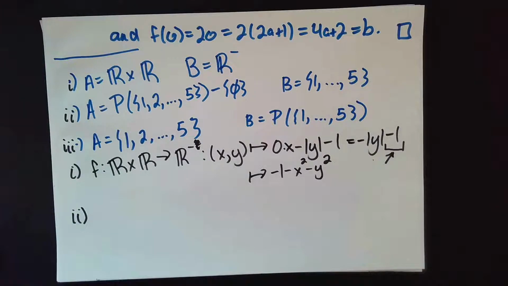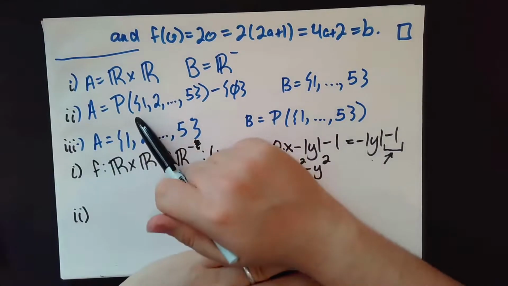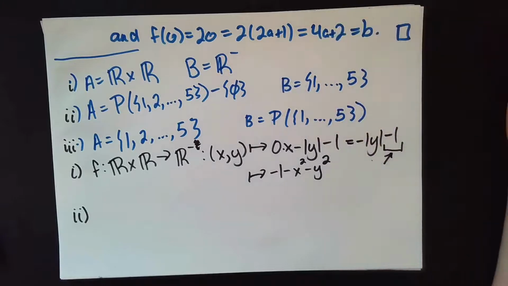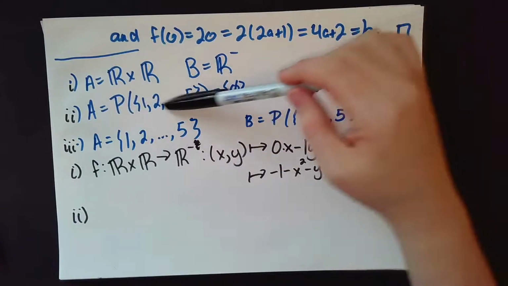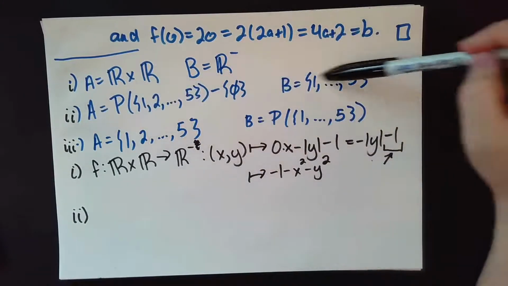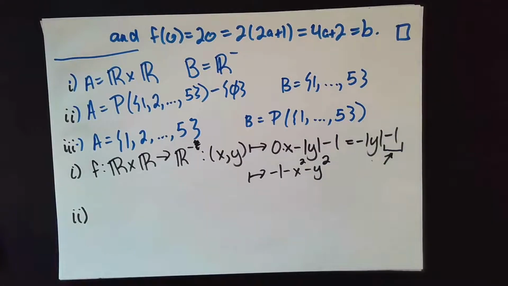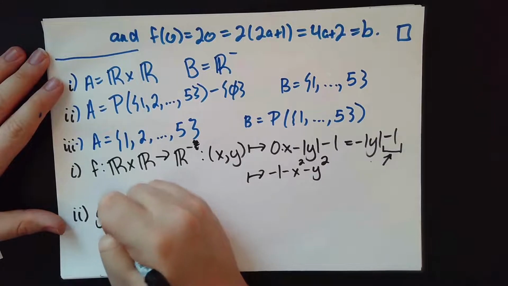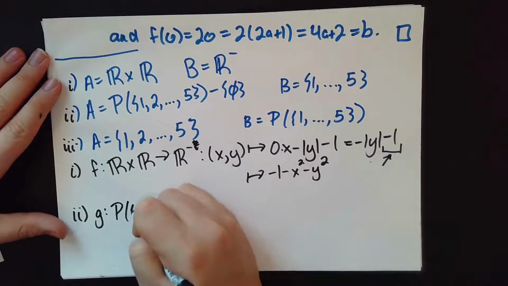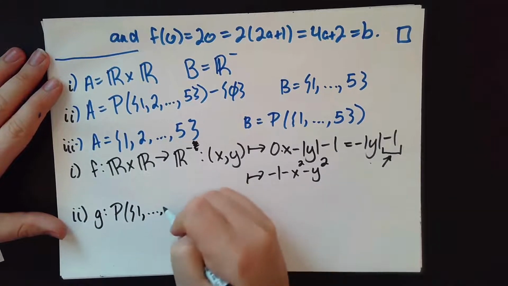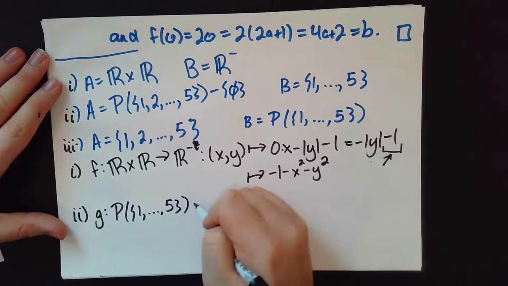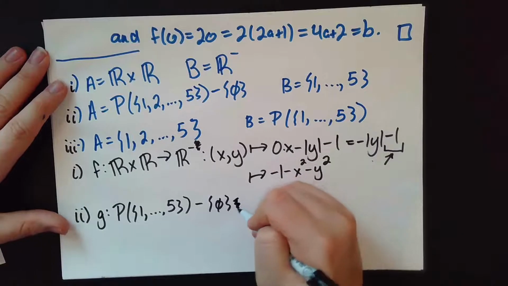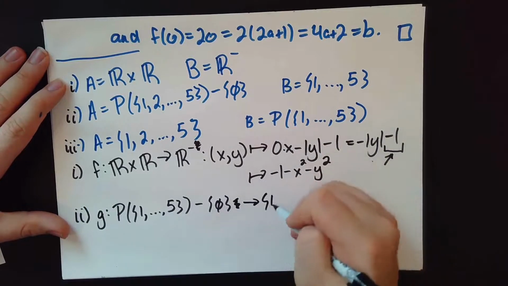Okay, next up, we have the power set of the numbers from 1 through 5, except we've thrown out the empty set. And we want to send each element of this set to the set 1, 2, 3, 4, 5. So we're going to write down a function here. It goes from the power set of this, except not the empty set, to 1, 2, 3, 4, 5.